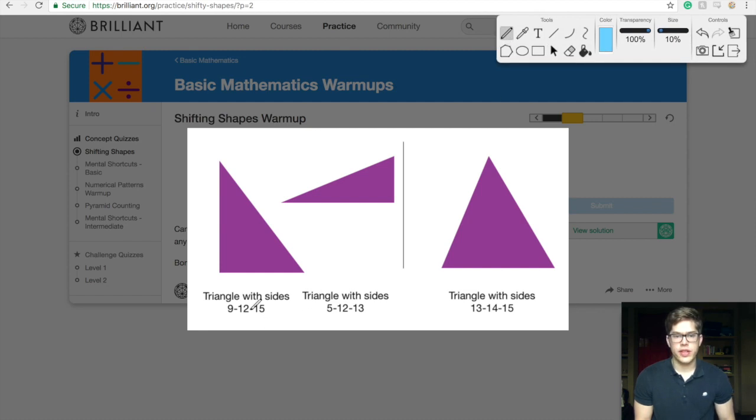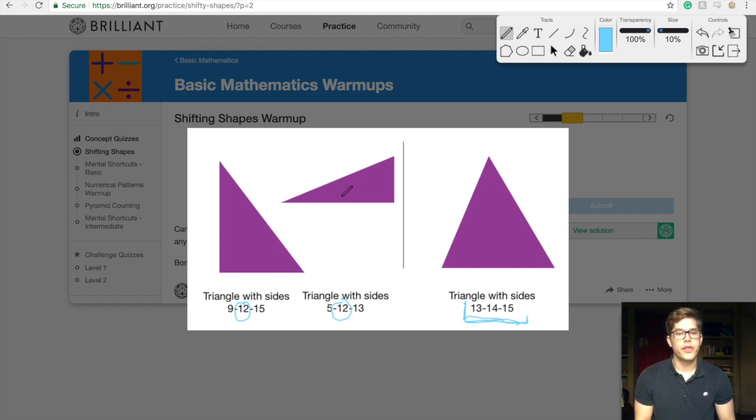Well, I would say the key here is the common side of 12. Which side is 12 going to be for each of these triangles? And why is there not a 12 over here? This is something that is kind of concerning to me. What could we do?